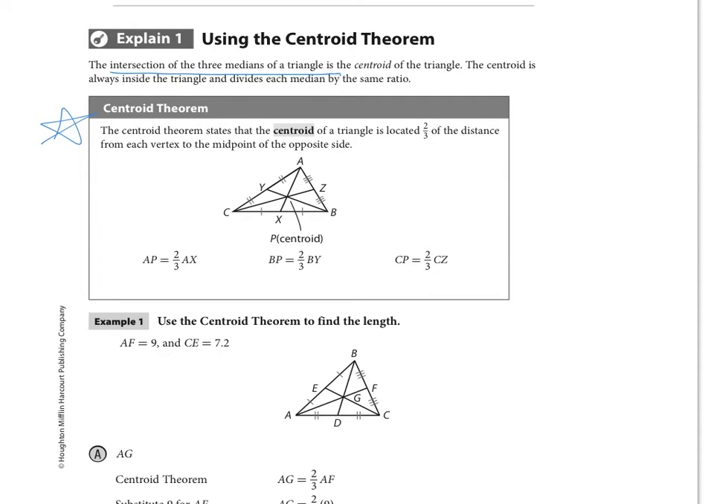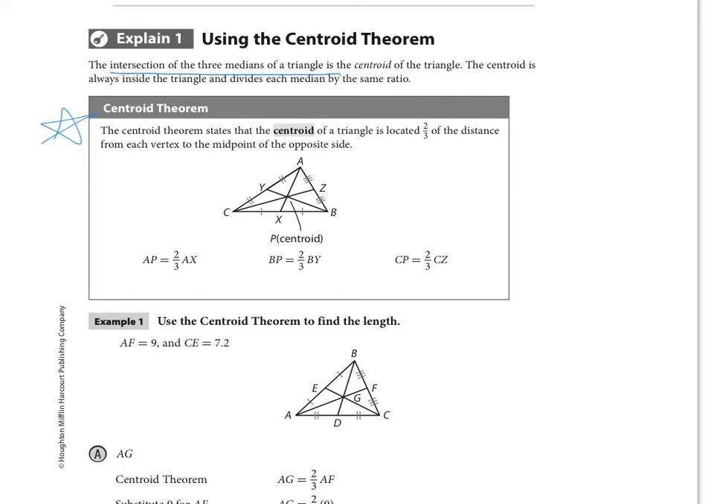Now, what you can see here in the definition is that if I wanted to talk about P being the centroid, this point right here in the middle, then AP is 2/3 the distance of the full median AX. Same from point B. BP is 2/3 the distance for the entire median length BY. And CP is 2/3 the distance for the entire median length CZ.